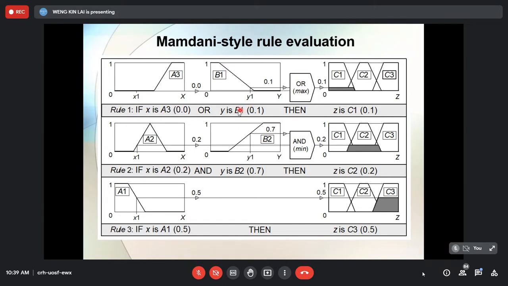Okay. So in this case, you are given an explainer. Now this is your universe of discourse x. This is your universe of discourse y, for x and y. First part. Now, if you have a value, you can give the value.